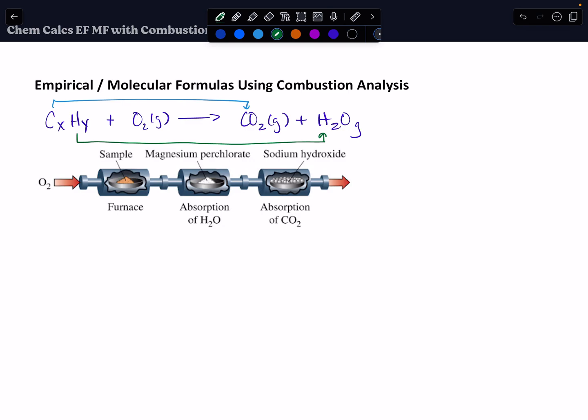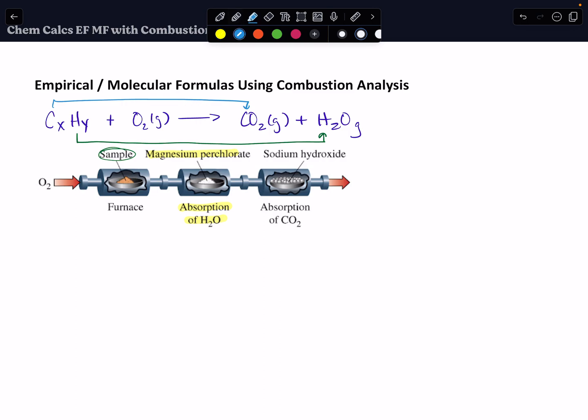Now, how does this happen? Well, there's a furnace, a combustion analysis apparatus. You add oxygen to your sample in this furnace, and as the gases are produced, they move down the apparatus into two additional chambers. The first chamber contains something like magnesium perchlorate, which absorbs water vapor. As the water particles move over this substance, they get absorbed. The mass of that magnesium perchlorate before and after exposure to the water vapor lets us determine the amount of water that was produced.